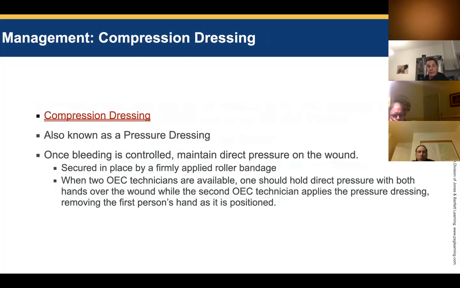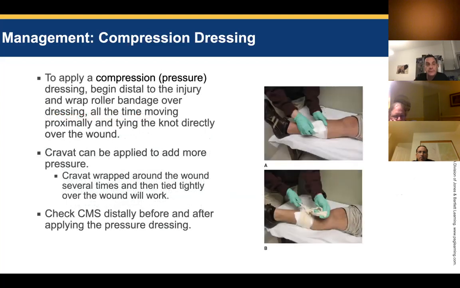Compression dressing, also known as pressure dressing. Once bleeding is controlled, maintain direct pressure on the wound, secured in place by firmly applied roller bandages. So now we can replace our hands and start doing some type of pressure bandage, wrapping it like it says with a roller bandage. What we have available to us to apply that pressure takes the place of our hands.